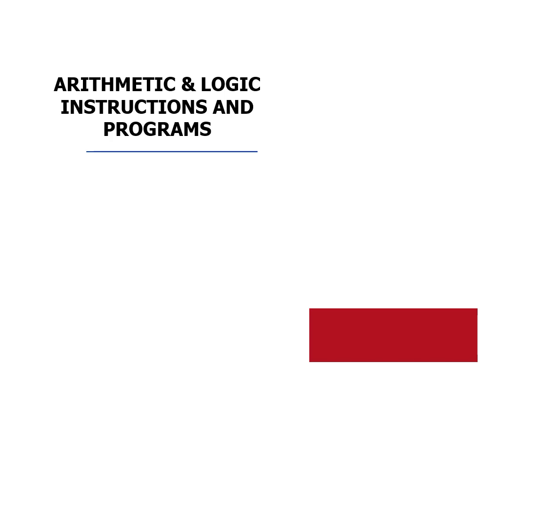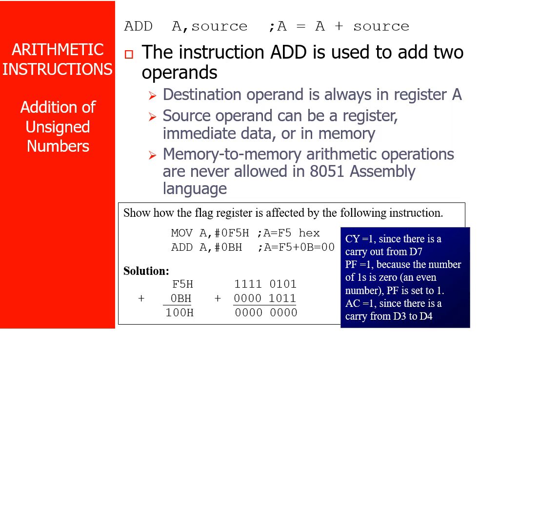Now let us see arithmetic and logical instructions and programming. No need of further explanation here. We did it many times. Move A, 0F5H, add A, 0BH. Now the A register will be F5 plus 0B. Here one important point you have to remember: whenever the sum is more than FF, carry flag will be 1. In all other cases, carry flag will be 0.